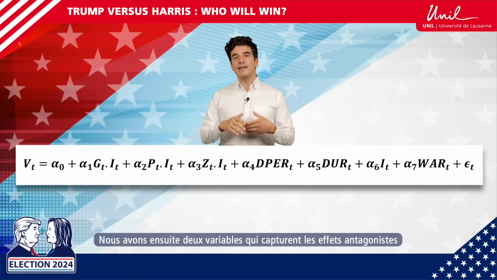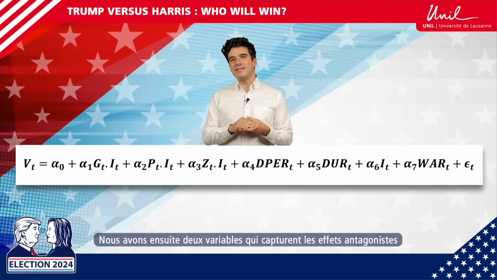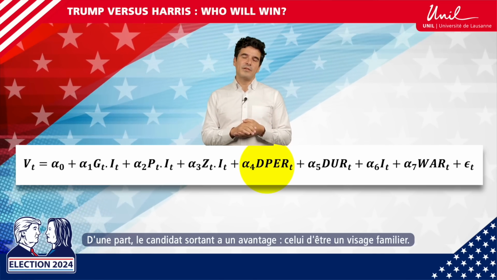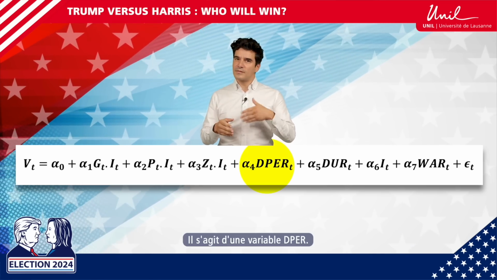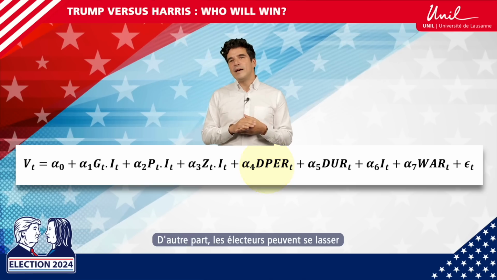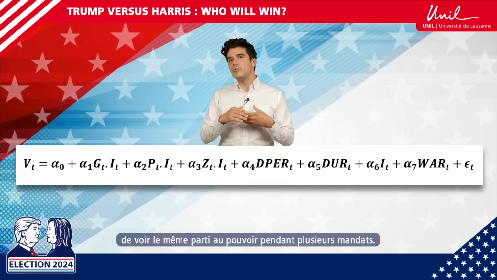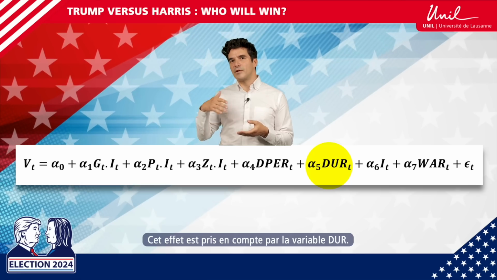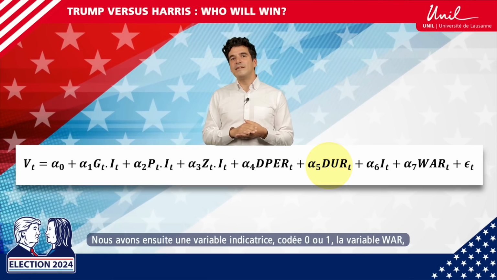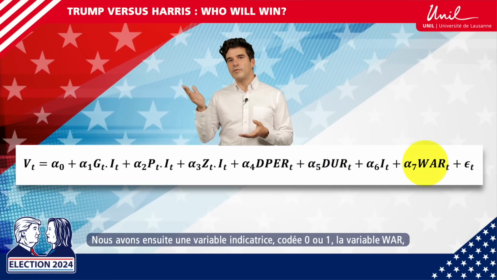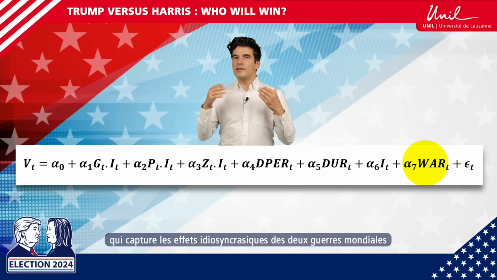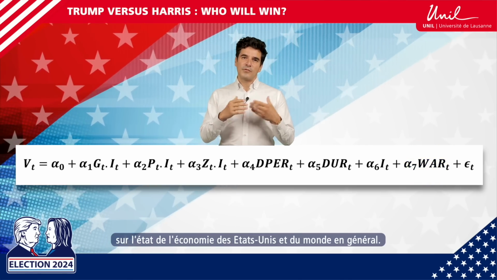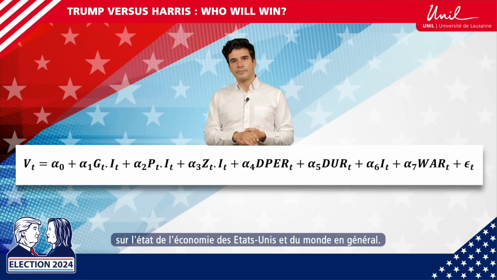We then have two variables capturing antagonistic effects of the incumbency. On the one hand, the incumbent candidate has an advantage by being a familiar face. This is variable DPER. And on the other hand, voters can become wary of having the same party in power for several terms. This is captured by a variable DUR. We then have an indicator variable coded 0-1, variable WAR, which captures the idiosyncratic effects of both world wars on the state of the economy of the United States and of the world in general.